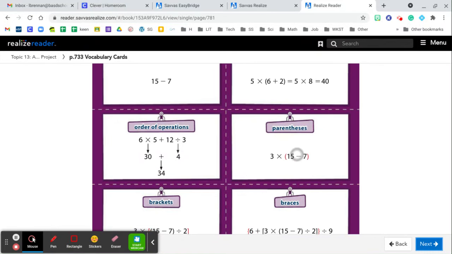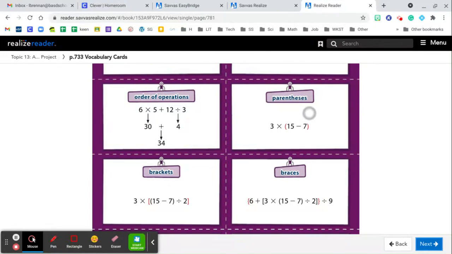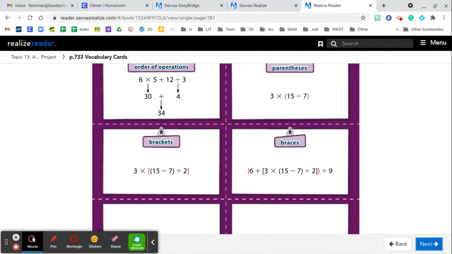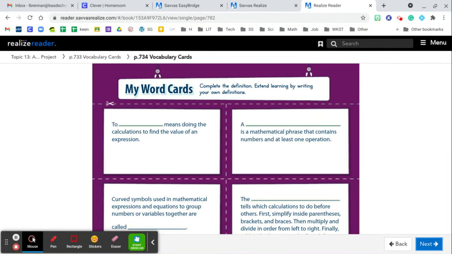Parentheses are these little bendy things. Brackets have corners. Parentheses are kind of bendy. And braces look like braces on your teeth. They're kind of wiggly. So parentheses, brackets, and braces. And there you go. That's your preview.